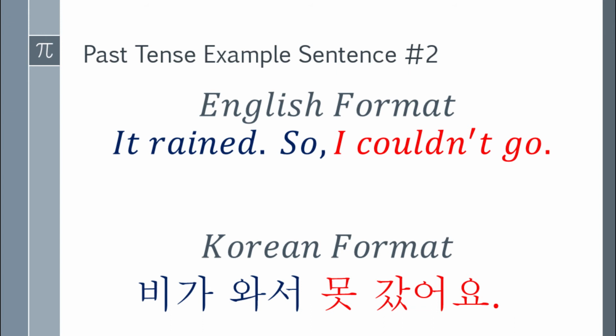So, 가 yung subject marker natin. And for 와서, ibig sabihin umulan, 비가 와서. And I couldn't go is 못 갔어요. Mapapansin nyo again, the tense of the verb, yung past tense, napunta sa dulo. Hindi siya pwedeng mapunta sa both clause.